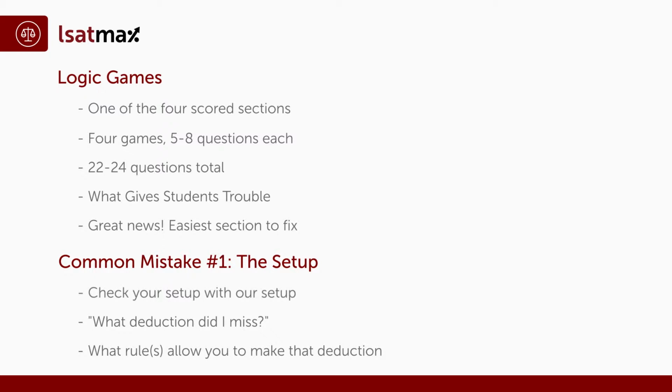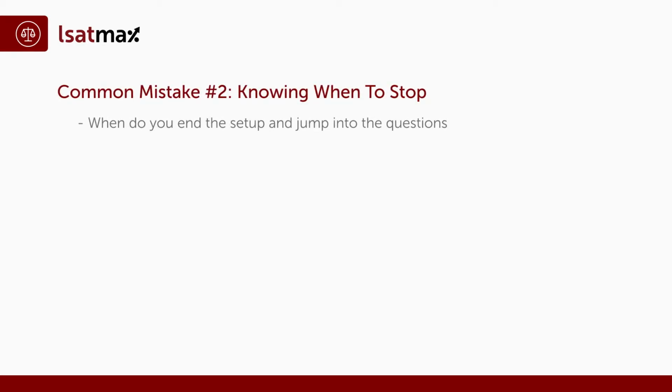So when reviewing, again, check your setup, check your deductions. If you miss a deduction, ask yourself what rule or what combination of rules allowed me to make the deduction that you missed. The hope being that if you encounter that rule or combination of rules again, this time you'll make the deduction. Another issue that students have is knowing when to stop. How do I know when to move on from my setup and jump into the questions?